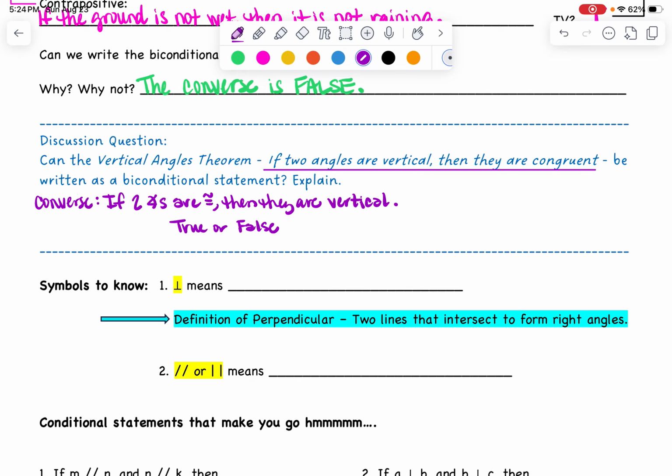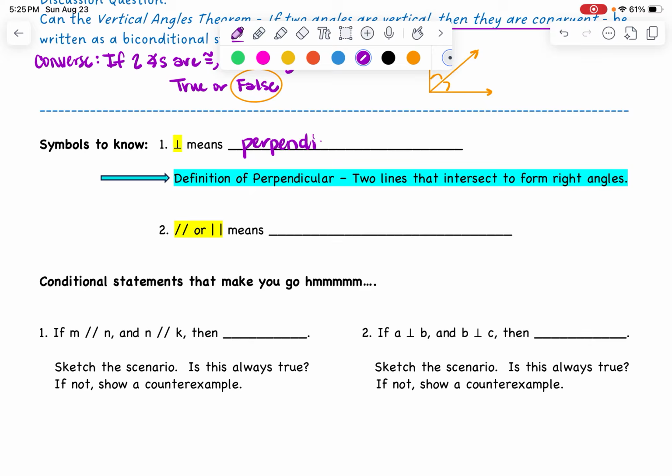This is a little extra about parallel and perpendicular lines, just to make sure that we're all clear with our symbols. We've already talked about that first symbol. This is now the third time we've seen it, so I just want to make sure. We know that little upside down T means perpendicular. Here's the formal definition of perpendicular: two lines that intersect to form right angles. So we would be looking for that little right angle box and all that good stuff.